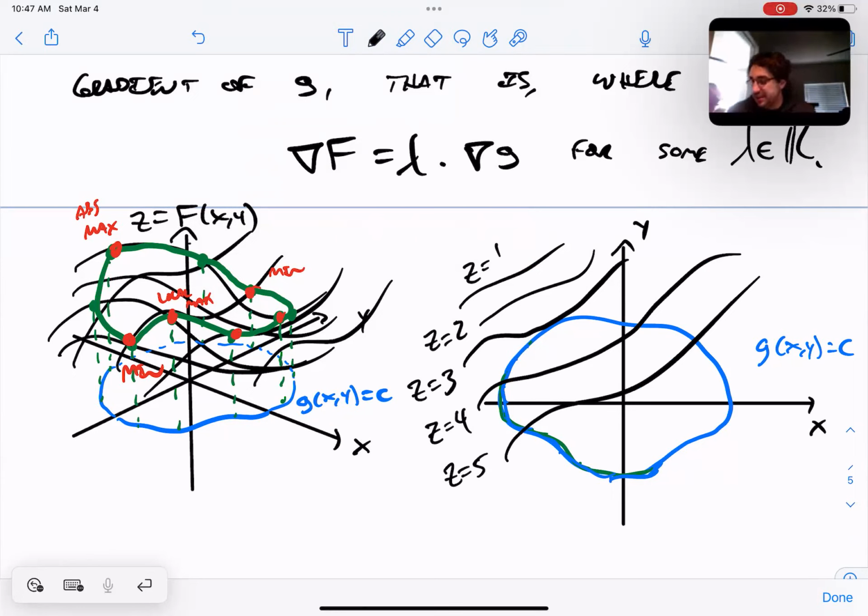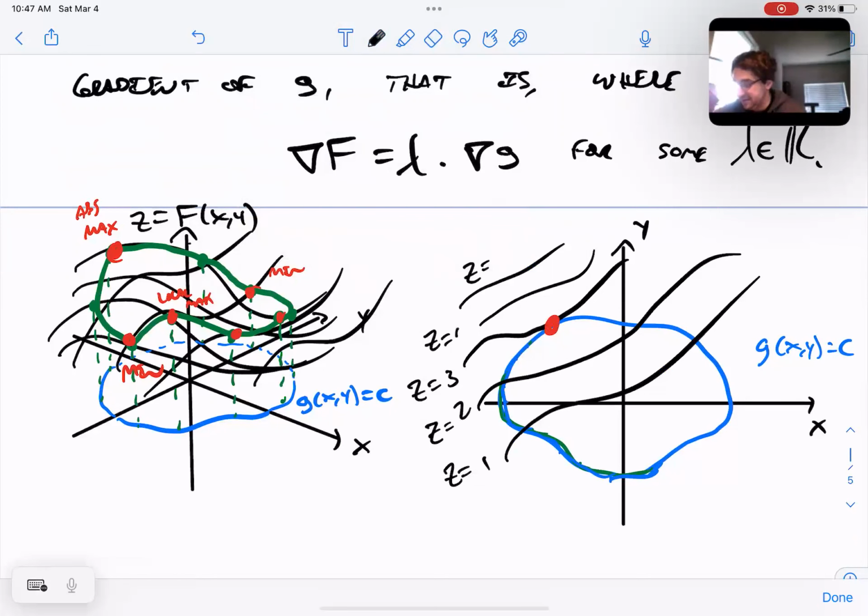But what's the idea here? You could have, say, that point right there. Why would that point be an extrema? Oh, and you know what? Just to make that max actually match the one on the left, let me do ascending this way. One, two, three, four, five, there we go. That's what I want. So here's the idea.